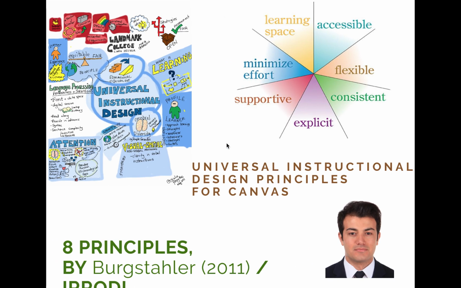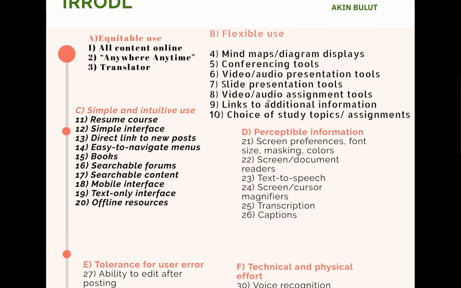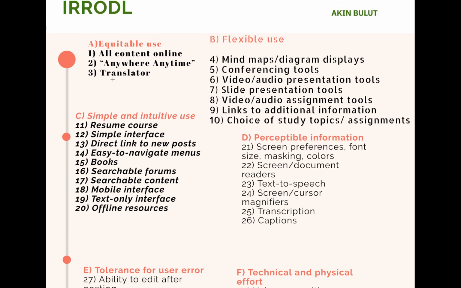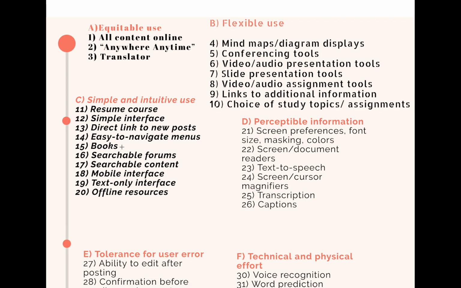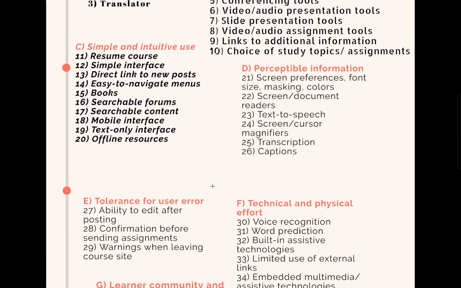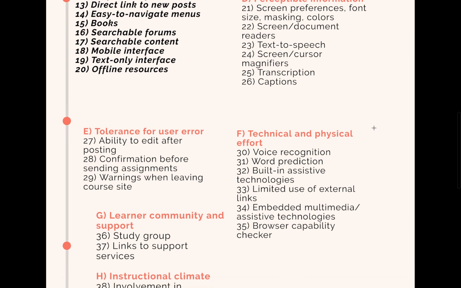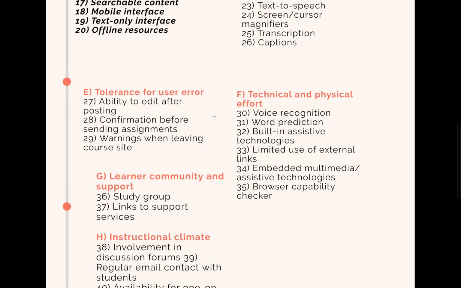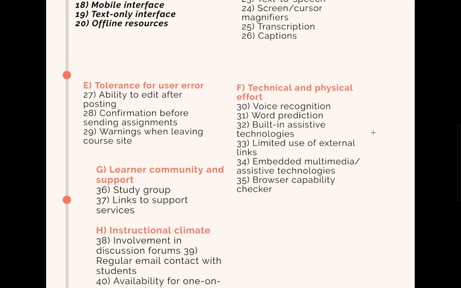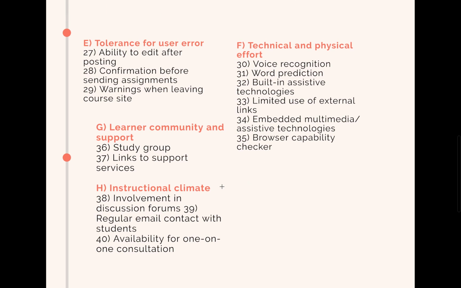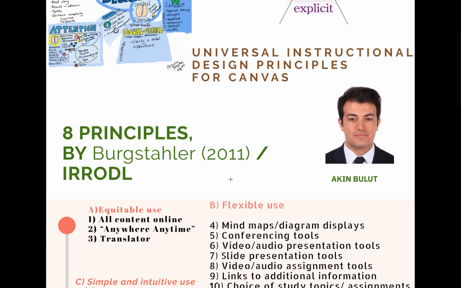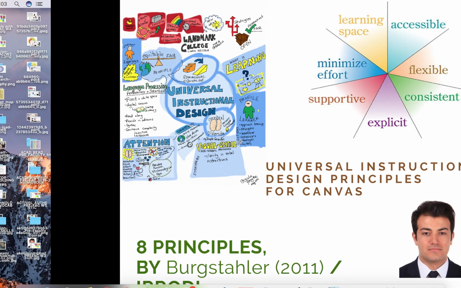So if you turn back to our 8 principles by Burgstahler, we can see that Canvas has a couple of missing points, like it doesn't have a translator, it doesn't have a search button, so you cannot search things. It doesn't have a text-only interface. It doesn't have text-to-speech. And it doesn't have a voice recognition system or word prediction system. Other than that, Canvas includes all of these principles and their subcategories. So, thank you.